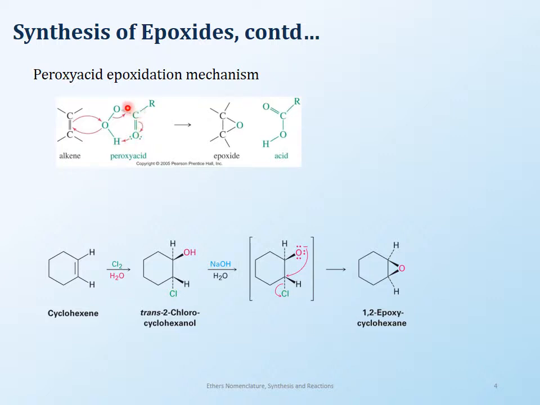Now remember, here is the peroxy part, here are the two oxygens. So then this bond actually breaks apart, and this oxygen forms a bond with this carbon. So here is this oxygen, which is connected to these two carbons, and you end up getting an acid at the end. So an epoxide and an acid. That is the mechanism. It's called a concerted mechanism.